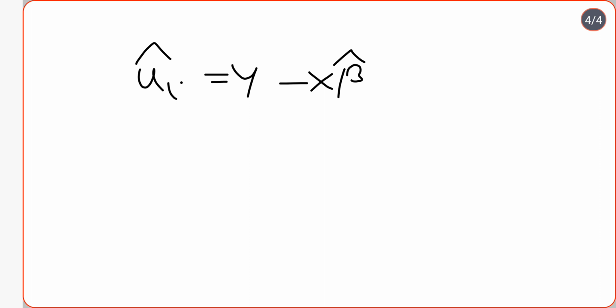Now we have to sum the errors. At first we have to square the errors, then we have to sum them. Okay, and then we will try to minimize it.